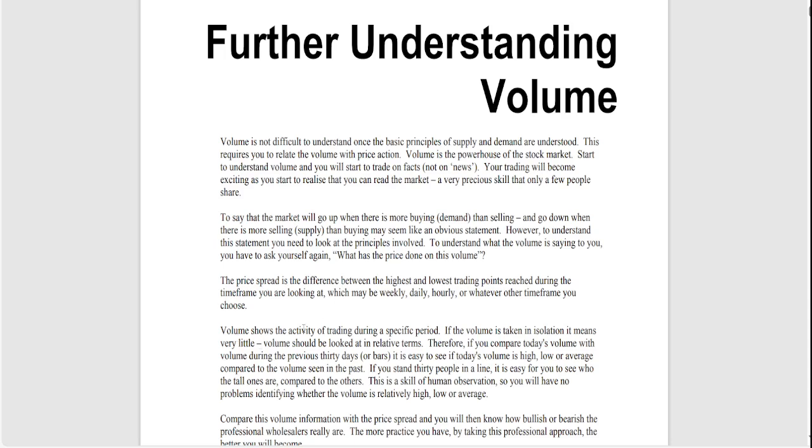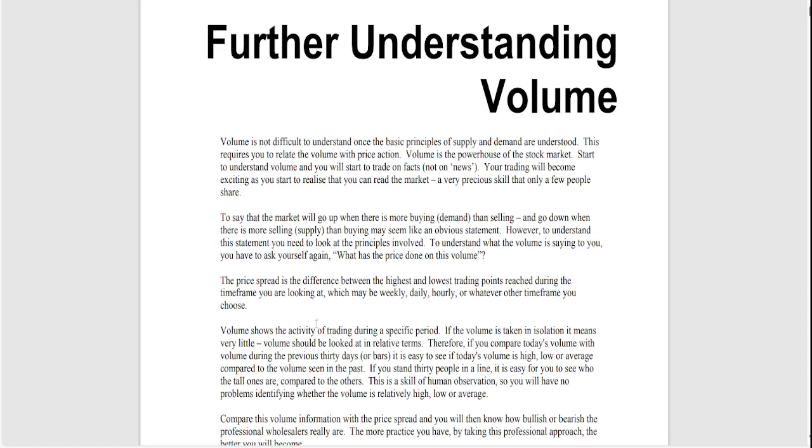This book is actually using the bar chart, but I don't recommend you to use the bar chart. I will use candlestick charts for you. Volume shows the activity of trading during a specific period. If the volume is taken in isolation, it means nothing. Volume is basically the activity in a particular time, trading hour. If you just read the volume in isolation, it means very little.